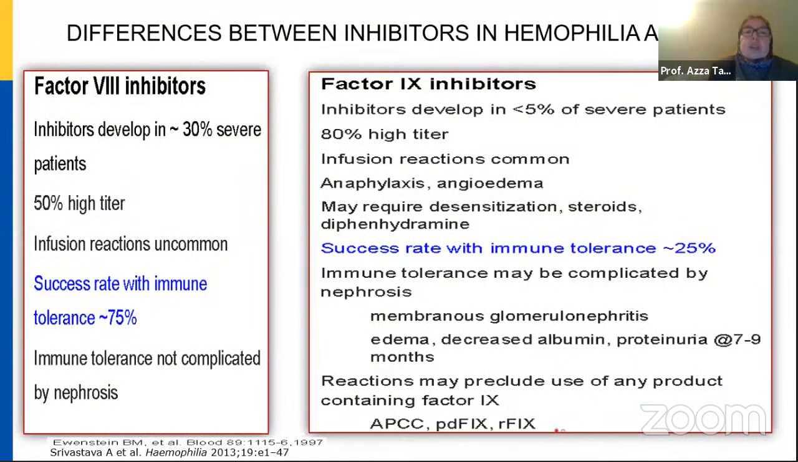What are the differences in inhibitors between hemophilia A and B? I have put this in short. Factor VIII inhibitors develop in about 30% of severe patients. 50% have a high titer. Infusion reactions are uncommon.